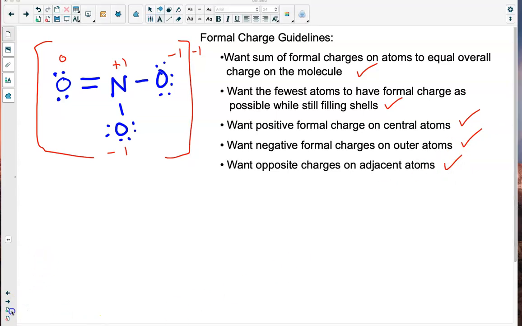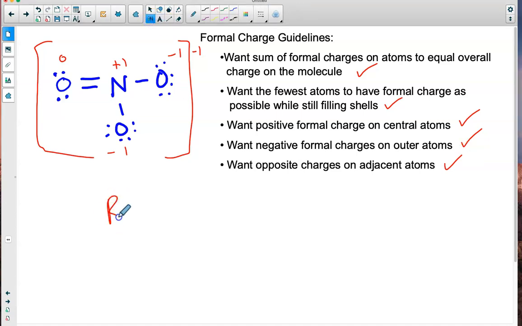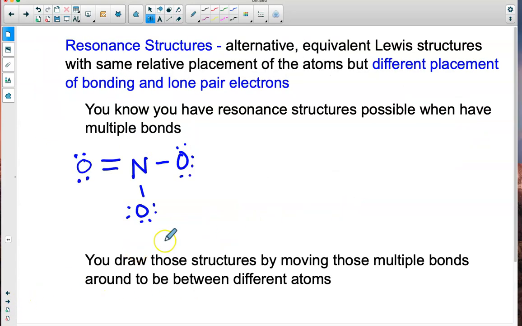So our formal charges are as good as they can be, but as I said before, there's no special thing about this nitrogen and this oxygen that the double bond has to be there. Anytime you do have a double bond like that somewhere in your molecule, you can move that double bond around to draw what we call resonance structures. And let's go over what those are and what they mean. So what are resonance structures?